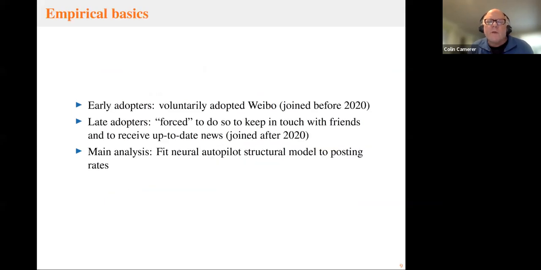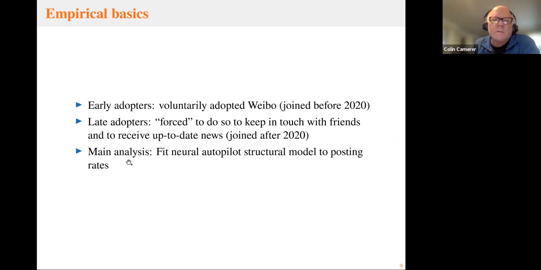Okay, and we're going to divide the data into two different groups. Early adopters are people who were on Weibo before the 2020 lockdown, and then late adopters are people who started using Weibo at the beginning of the lockdown. So they're kind of forced to experiment, and do so to keep in touch with friends and news and things like that.